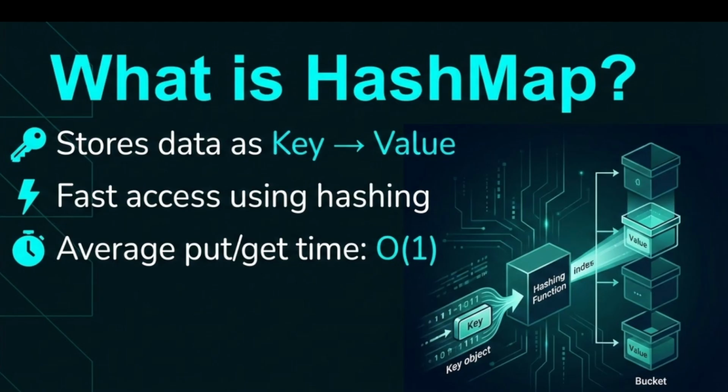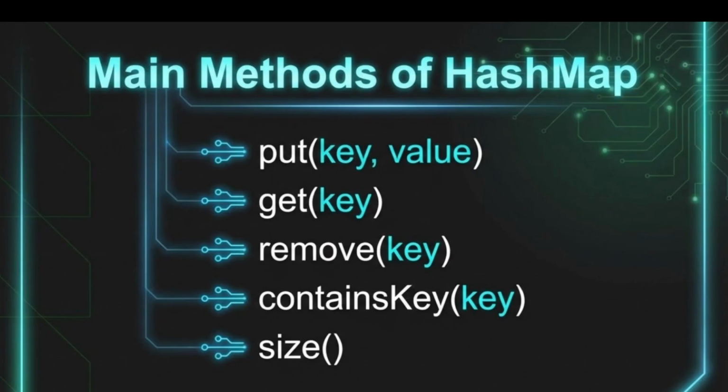What is HashMap? HashMap stores data as key and value pairs. Whenever we insert data into the HashMap, it will be stored as a key and value pair. We will discuss all these points in this video. We have a lot of methods in the HashMap. These five methods we regularly use: put, get, remove, contains, and size. We may use containsValue and other methods as well, but these are the methods we'll be using regularly.